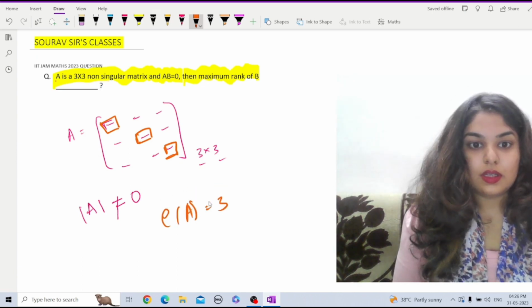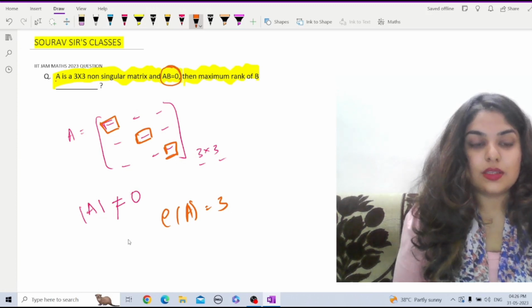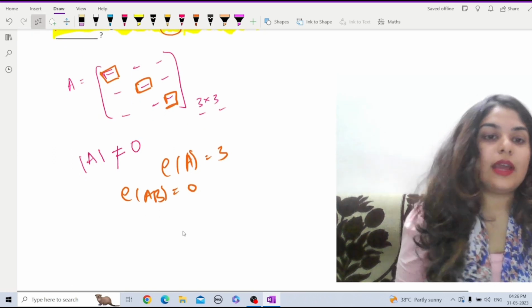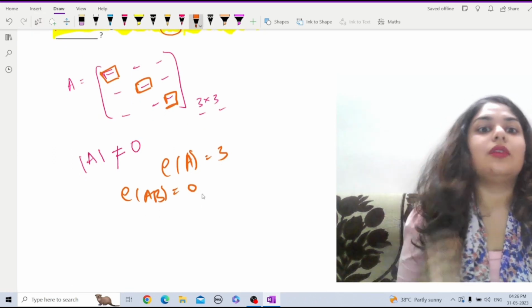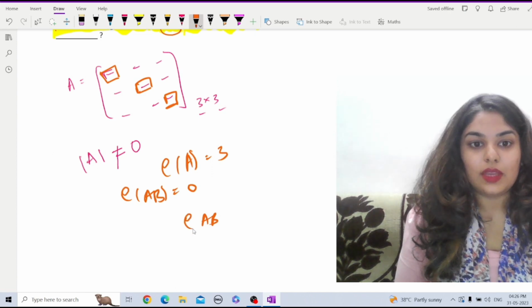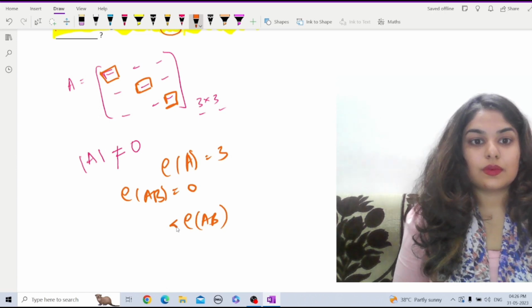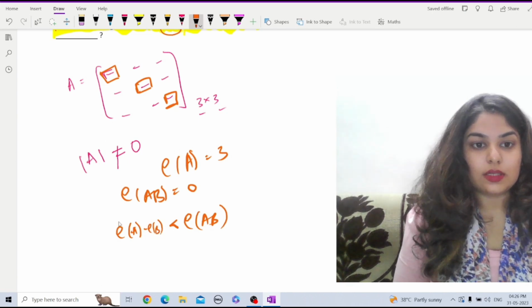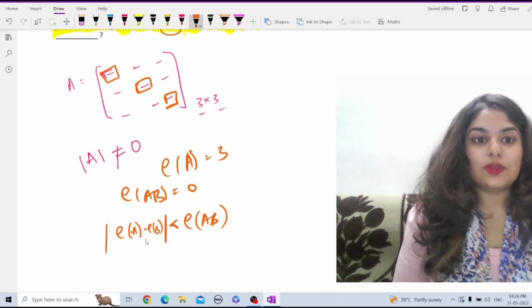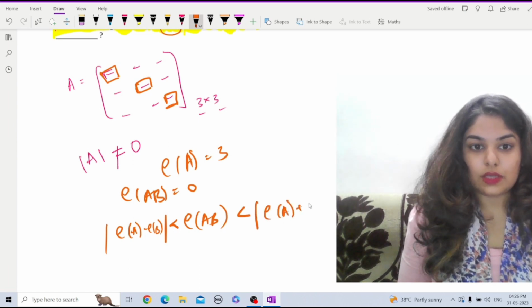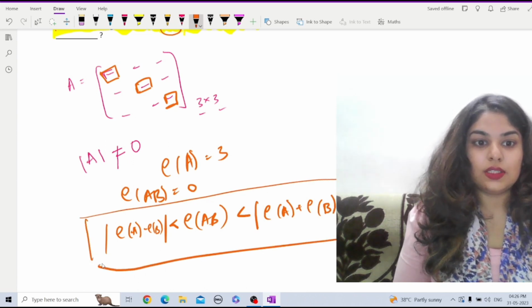Now here is another condition given, that is AB equals 0. So rank of AB is equal to 0. Now we have to find out the rank of B. What we can write down is the rank of AB, which is 0, should be greater than or equal to the mod value of rank A minus rank B, and less than or equal to the addition of these two ranks. Okay, now this is the condition that stands. So here this is 0.